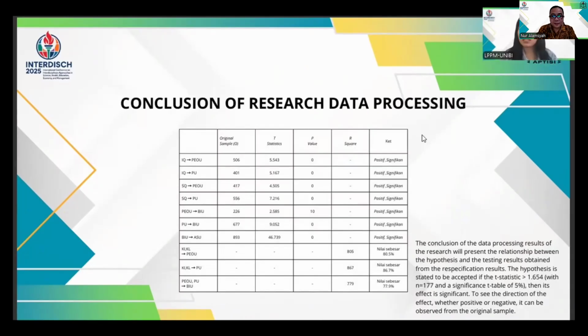Next, conclusion of research data processing. The conclusion of the data processing results will present the relationship between the hypotheses and the testing results of the 9 hypotheses. The hypothesis is accepted if the testing in the significance table shows that the effect is significant. To see the direction of the effect, whether positive or negative, it can be observed from the original sample.